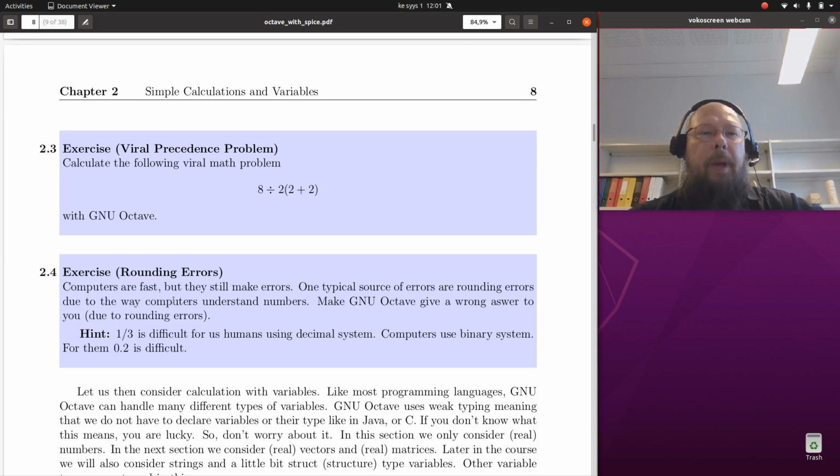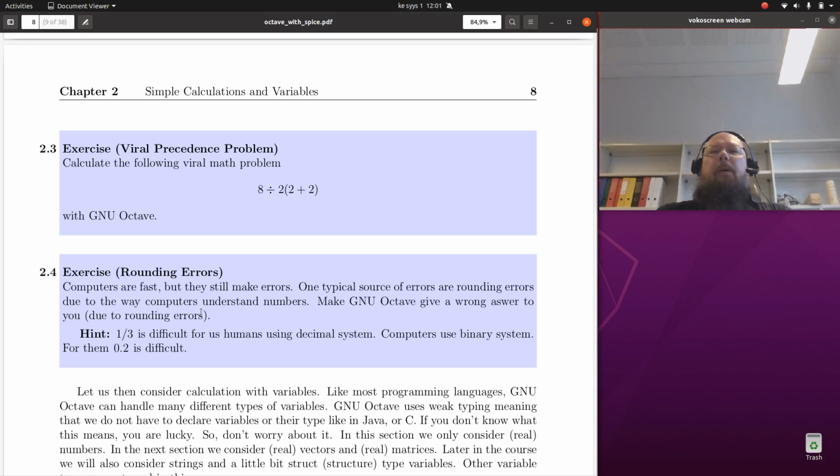There are technical reasons why computers do make rounding errors. Let's not go there. Let's just take this for granted. And this exercise is that you will have to make Octave give you a wrong answer. Maybe you can figure out a different way also, but the idea here is that you make it give a wrong answer to you, do rounding errors.